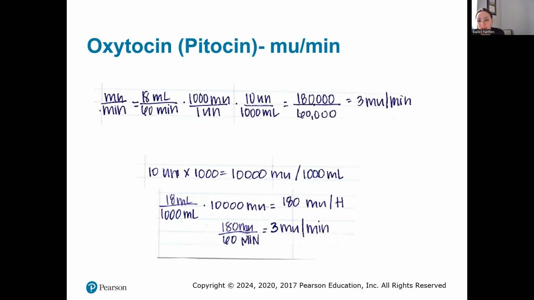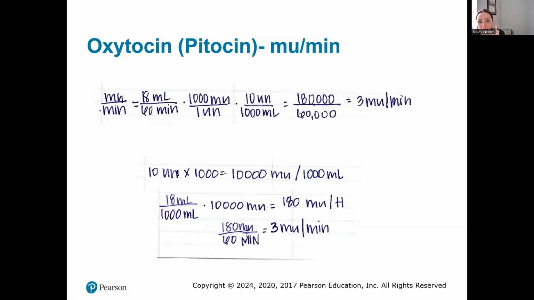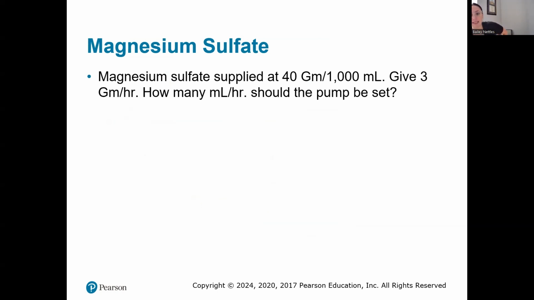So I can multiply by my microunits and I'm left with the microunits per hour, right? Because there's a per hour right here. So if these cross out, I'm left with my microunits per hour, so I'm good. I know I got it, okay? Just please don't forget the last step of dividing by 60, or you won't get per minute, you'll get it per hour, okay? All right, so now I have magnesium sulfate.